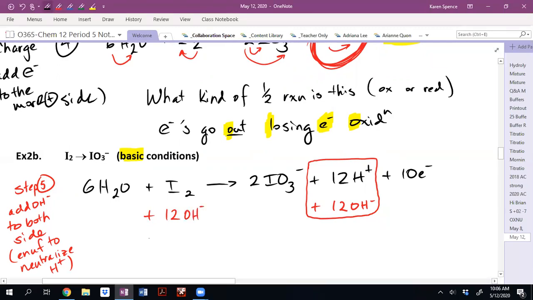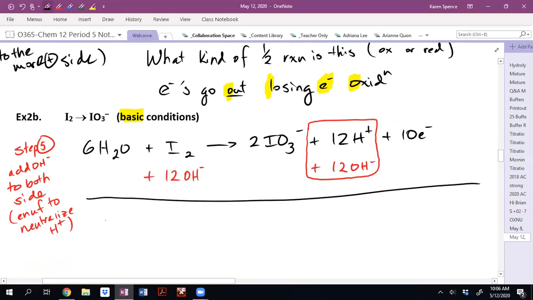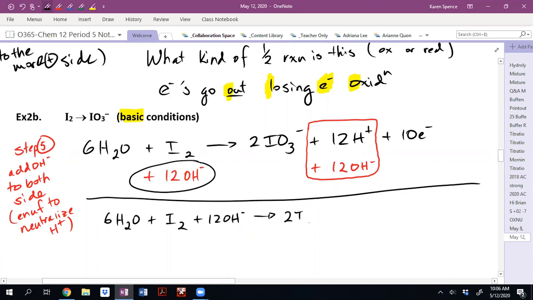And then we are going to add that up. So we have 6 water plus I2, and then we're also going to have on the left-hand side plus 12 hydroxides goes to 2IO3. Now remember, these two guys get together and they form water. So that's going to be 12 waters. And then we still have our 10 electrons.